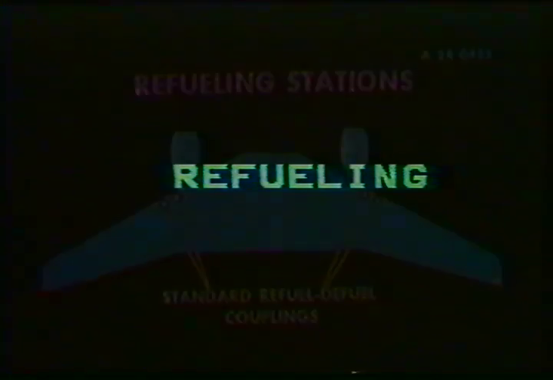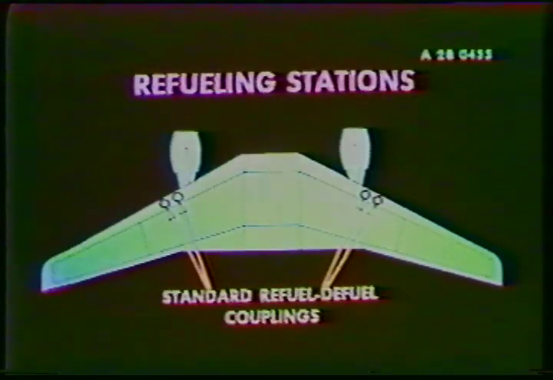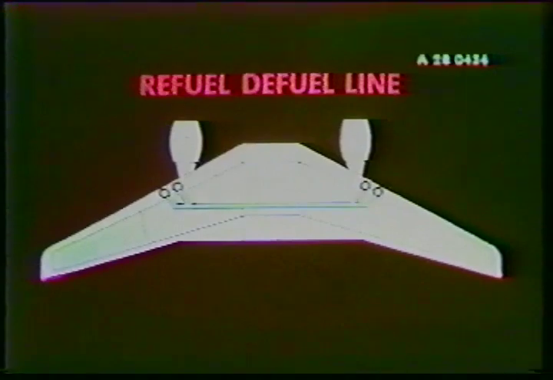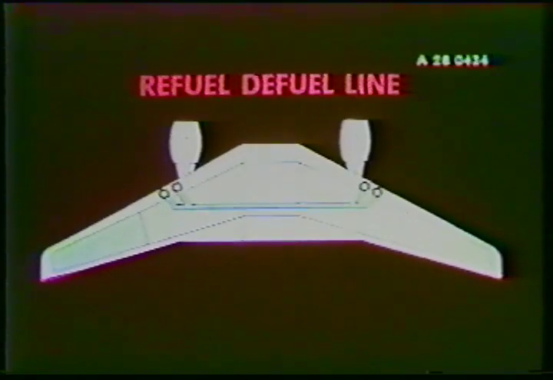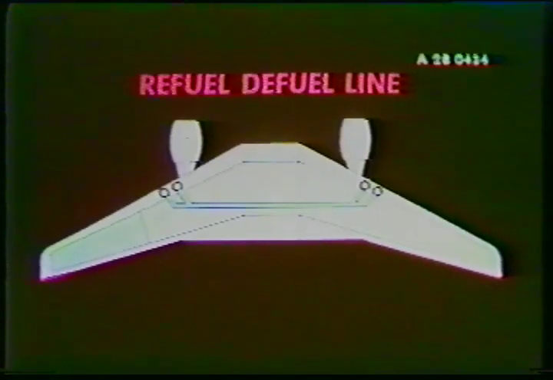Now let's see how the A300 is refueled. The A300 has 2 refueling stations, one on the bottom side of each wing. Each station is equipped with 2 standard connections. A refueling manifold connecting both refueling stations allows the aircraft to be refueled from either wing. However, it is against the rules to refuel from both stations at the same time. Complete refueling takes approximately 23 minutes.